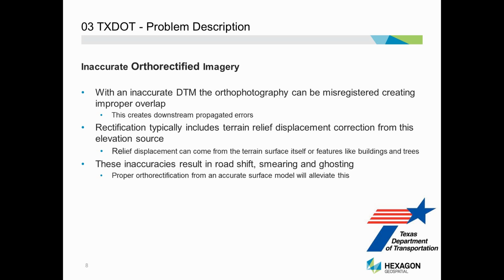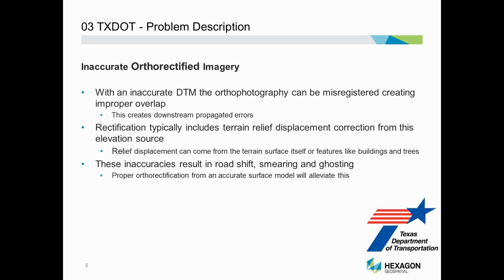So, inaccurate orthorectified imagery. If we have inaccurate DTMs as opposed to making accurate DTMs, the images can be misregistered, creating improper overlap. This is obviously going to create downstream propagated errors, namely in mosaicing the imagery. If you try to mosaic two images together where the roads are misaligned because of extraneous features pushing and pulling those pixels out of place, creating this ghosting effect, then you're going to have poor mosaics. Your downstream processes are going to be affected as well.